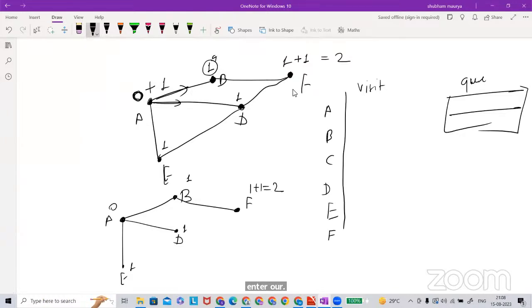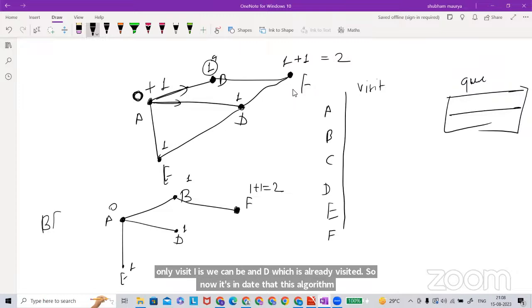Now we'll start exploring F. Once we did the exploring, we explored all level 1, level 2. Now from F, we start exploring. The only vertices we can visit are B and D, which are already visited. So now the algorithm has ended. That's the process of the algorithm. Now we have the BFS tree. This is one BFS.